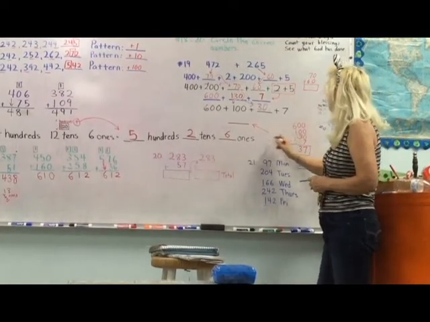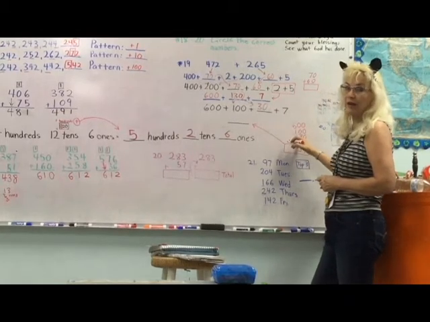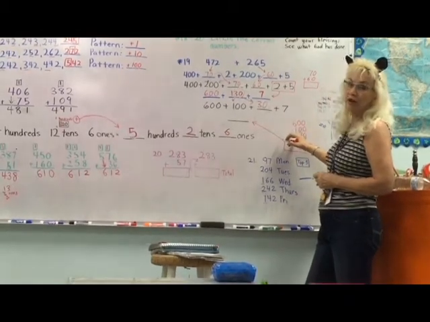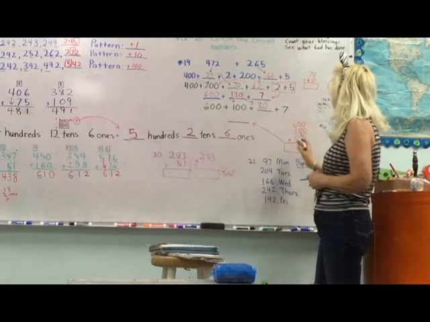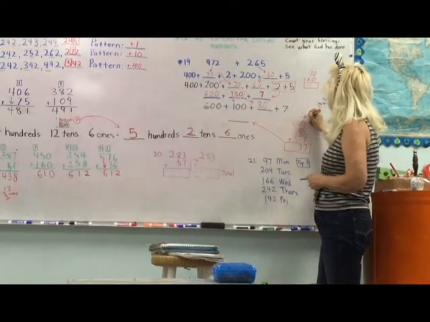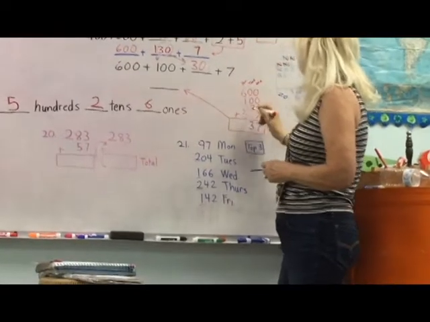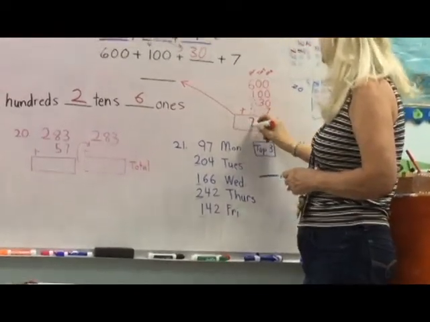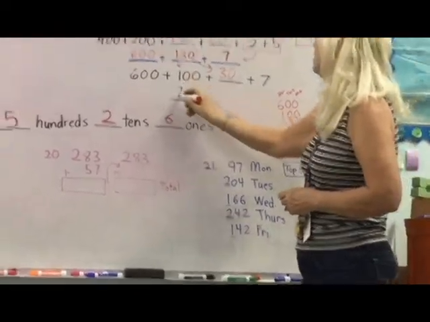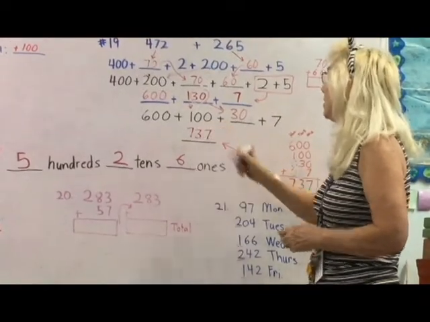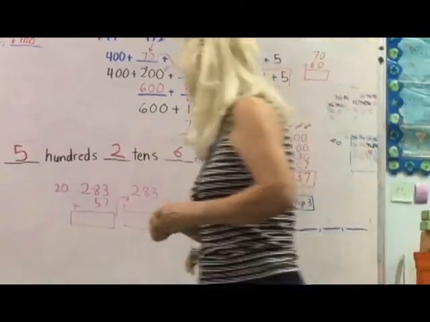Remember, if you put this 7 over here, it's worth 70. If you put it over here, it's worth 700. So make sure you line them up in the correct place value of ones, tens, and hundreds, okay? So this 6 plus 1 is 7. So your answer is 737. Okay, now let's go on to the next one.